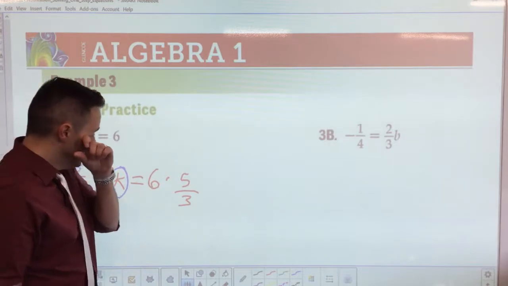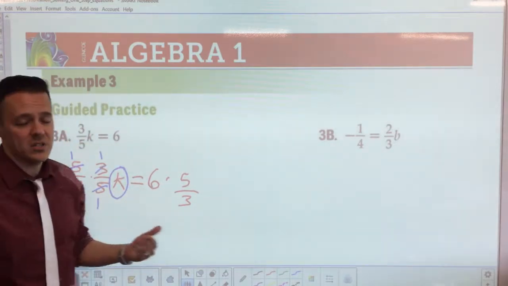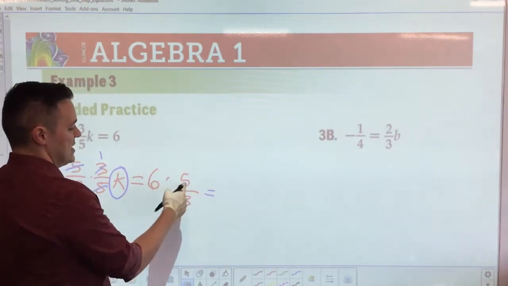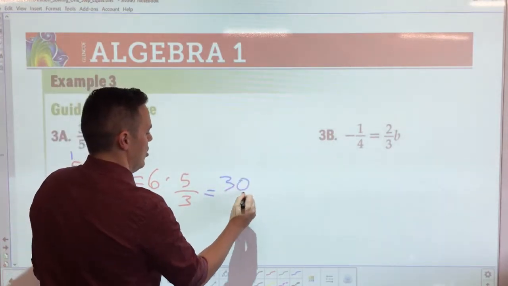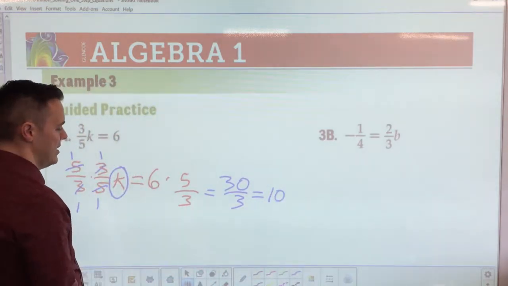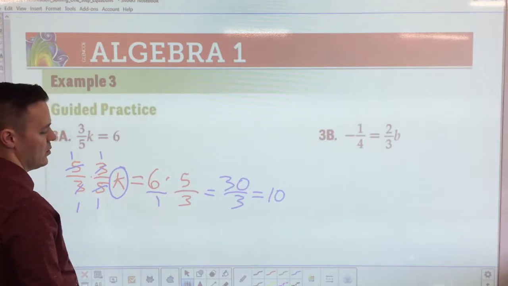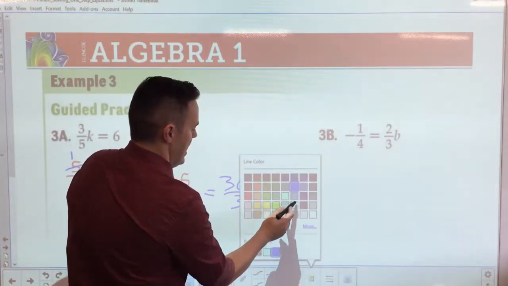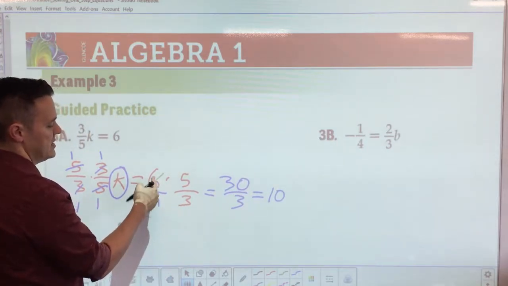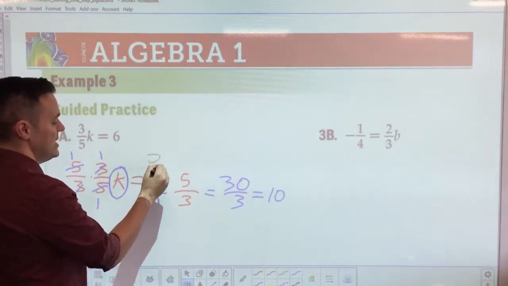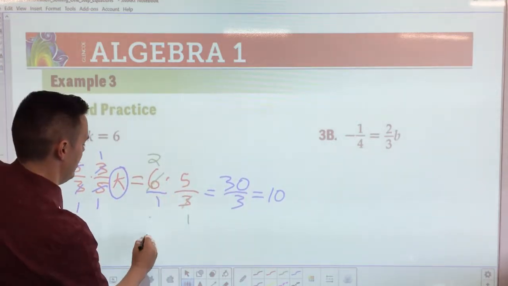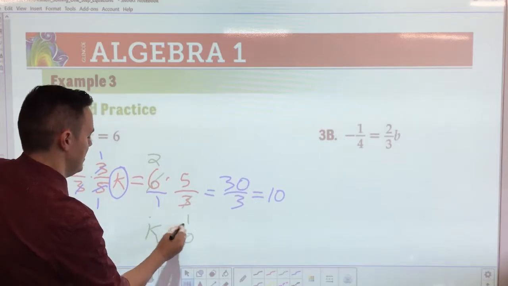On this side, two things. You can cross multiply, or you can multiply it out and simplify. It's up to you. So what I mean by that is 6 times 5 is 30 over 3, which reduces down to 10. Or if you cross multiply, remember 6 over 1 is what that really is. And since it's over 1, 3 can be divided into 6 twice. This would then turn into a 1. K equals 2 times 5. K equals 10.